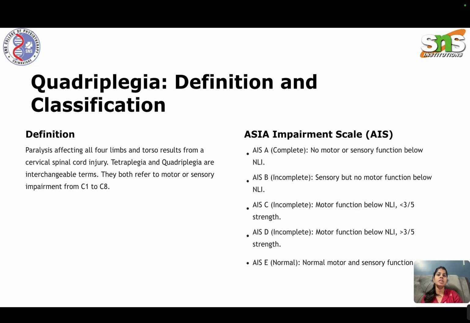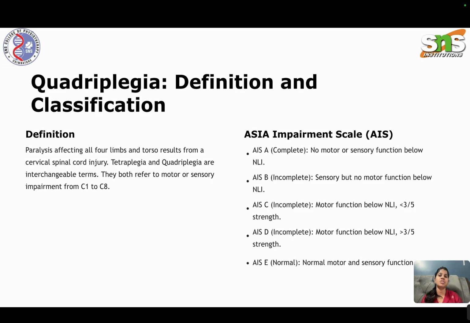So, coming to the ASIA Impairment Scale. The ASIA Impairment Scale is the gold standard for neurological classification. So the first one is AIS-A, that is complete injury. So there will be no motor or sensory function below the neurological level, whereas B is where sensory is preserved, but motor is absent.